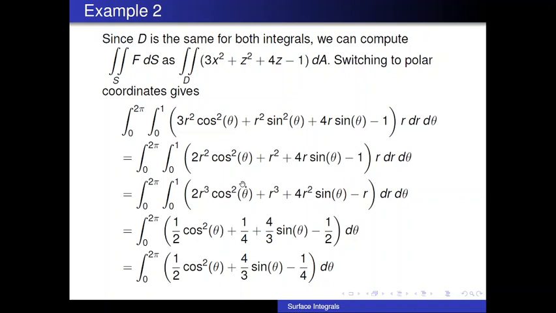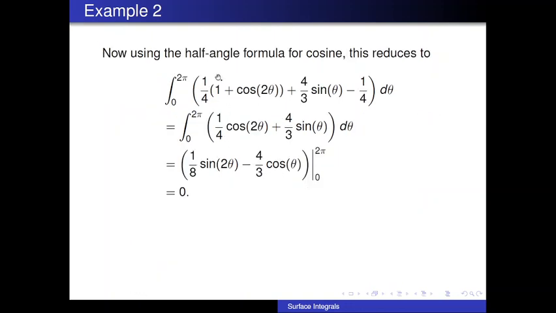And so now let's do our integral from 0 to 1. This becomes pretty straightforward. We get 1/2 cosine squared theta plus 1/4 coming from that piece, plus 4/3 sine theta coming from this piece, and then minus 1/2 coming from the end. Now we're going to integrate this function. 1/4 minus 1/2 is minus 1/4, so we can simplify that and integrate this from 0 to 2 pi.